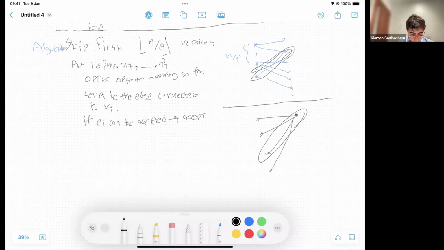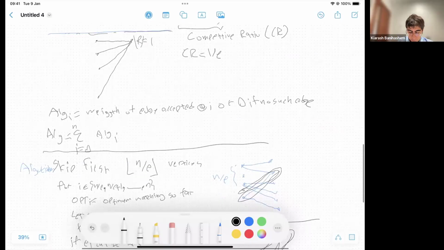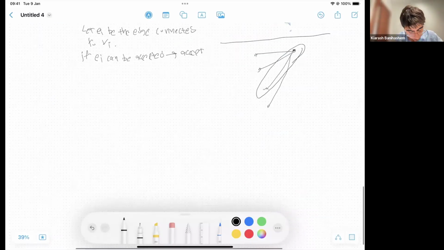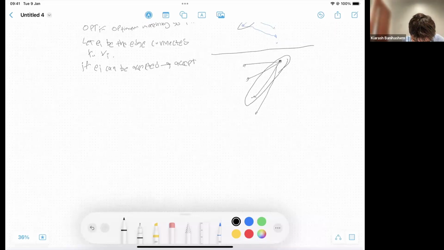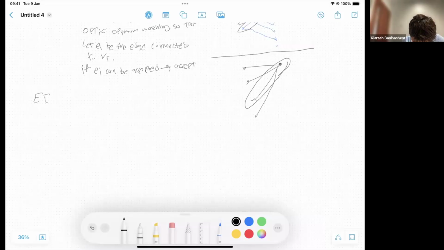Now I'm going to discuss why this actually gives you 1 over e for the competitive ratio notion I discussed before. The proof works like this. I'm first going to claim that the expectation of W of E_i is going to be at least 1 over n times opt. Why does this hold? Well, sorry, what is opt?